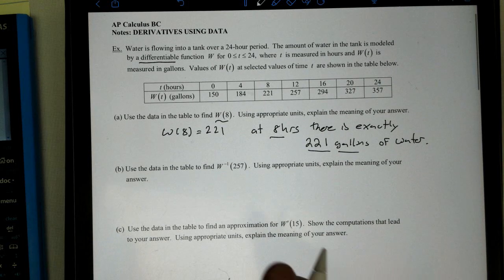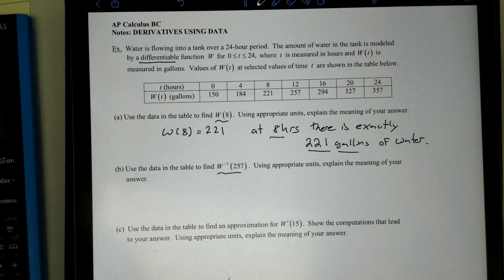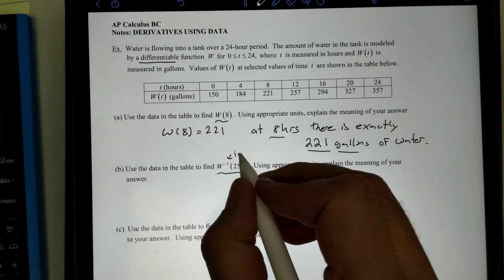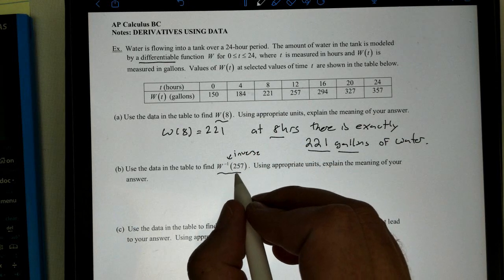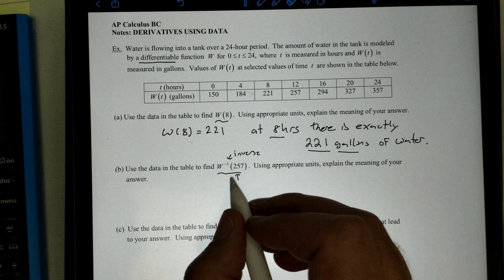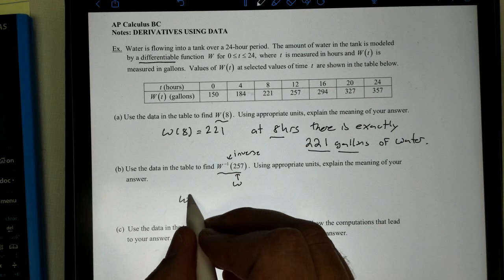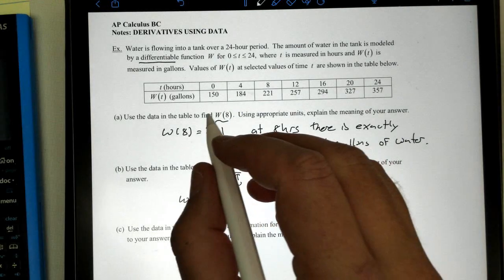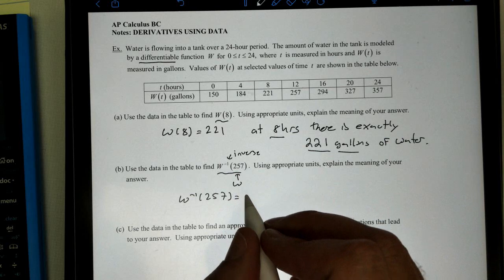For part B, use the data in the table to find the inverse of W at 257. Remember, in math, this little symbol here says the inverse. So what that means for us is that this is no longer t, this is now our w. That is w right there. So we can say that the inverse at 257, so now I look at w, I find 257, and it's going to give me the time, 12 hours.